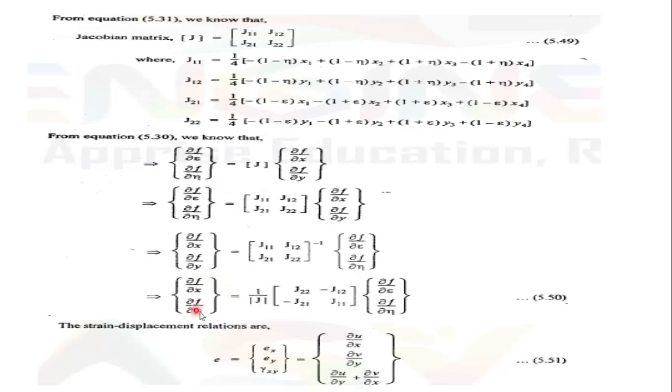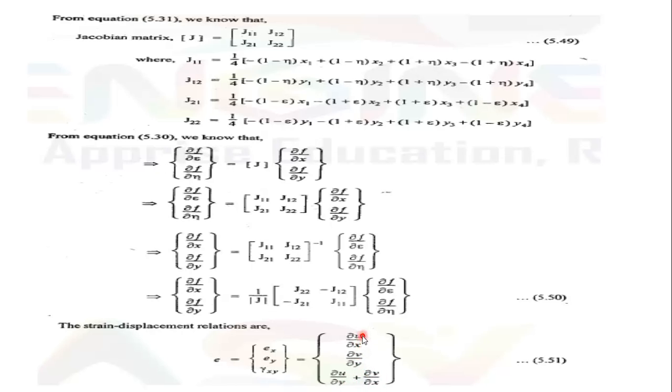Finally we have to obtain the isoparametric formulation, which has to be represented in terms of the global x and y coordinates. So again I am recalling the strain displacement relation for a two-dimensional element: ε_x, ε_y, γ_xy, the shear strain, is equal to ∂u/∂x, ∂v/∂y, and ∂u/∂y plus ∂v.